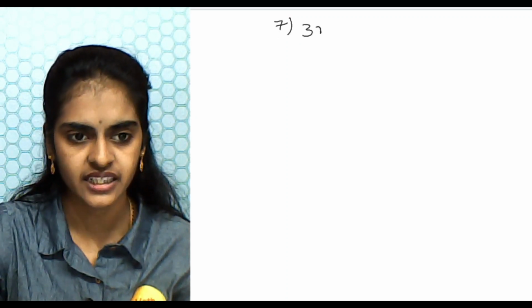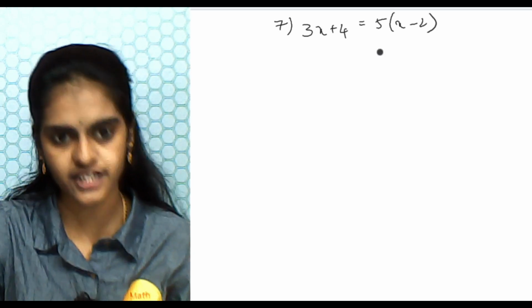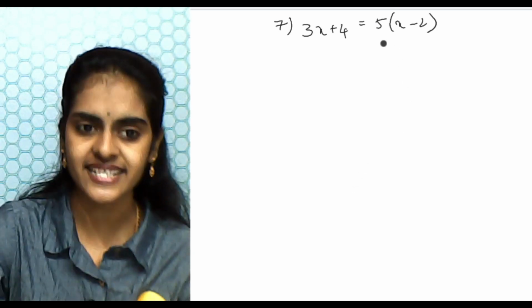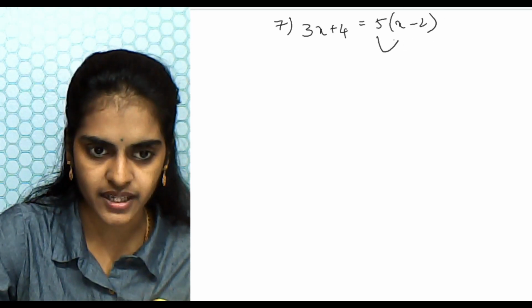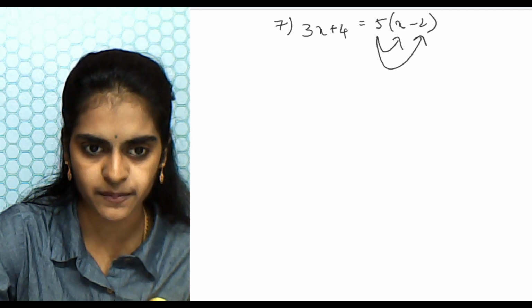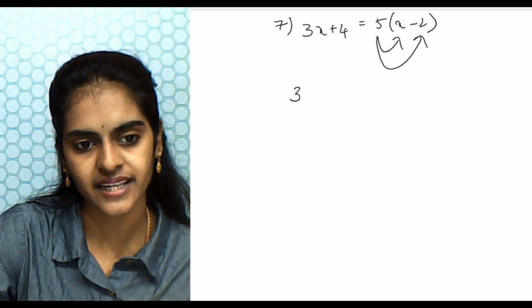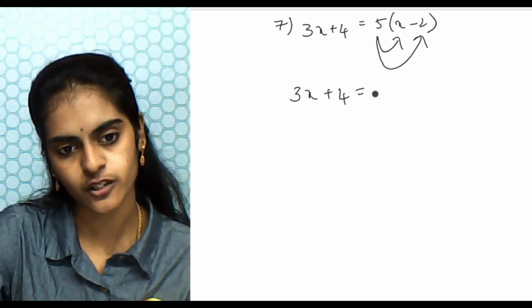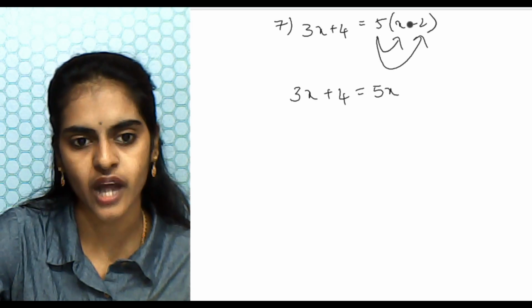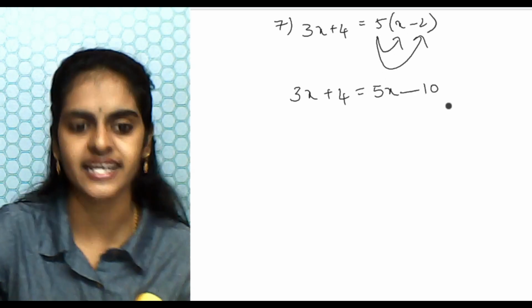So you have 3x plus 4 is equal to 5 multiplied by x minus 2. Okay, so firstly here you can see you have something in brackets. So this 5 is multiplied to x, this 5 is also multiplied to 2. We know distributive property, isn't it? So let us multiply that. So this is 3x plus 4 is equal to 5 multiplied to x, so it becomes 5x. You have a minus, right? Minus 5 multiplied to 2, so 5 2s are 10.